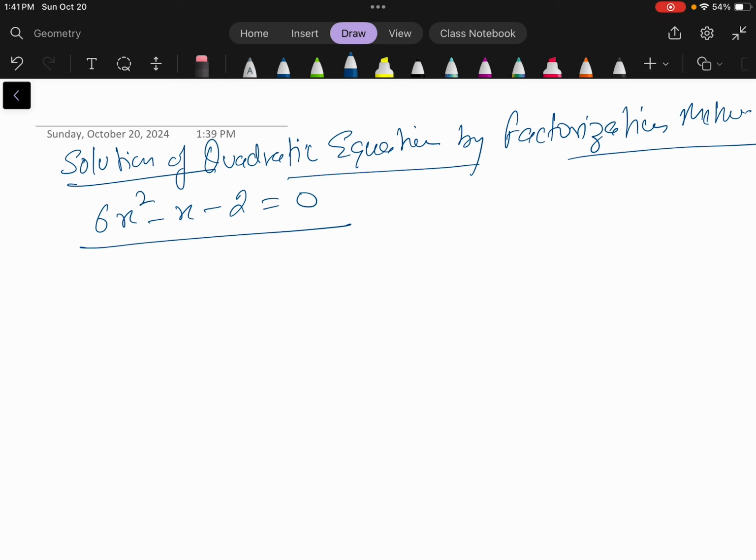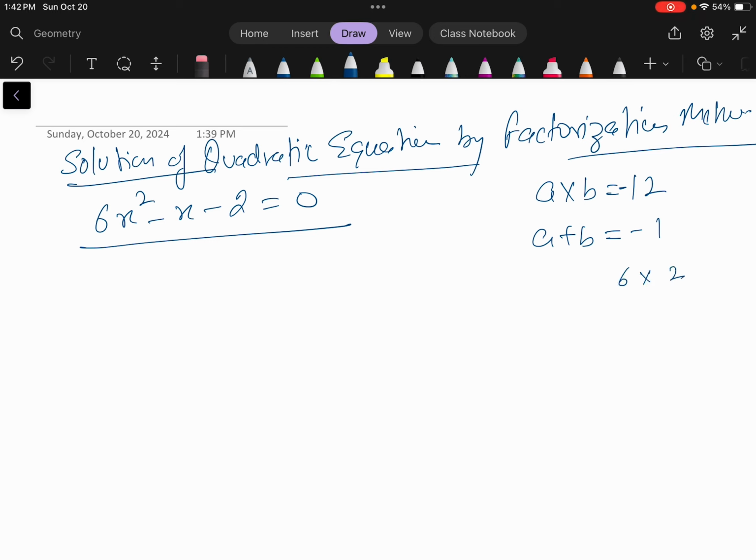The product of this number is like a into b is equal to 12, and the sum of the numbers is equal to −1. So this product is equal to −12 and the sum is equal to −1. So how will we find this? For finding this, first we will start with 12. In which table will we get 12?